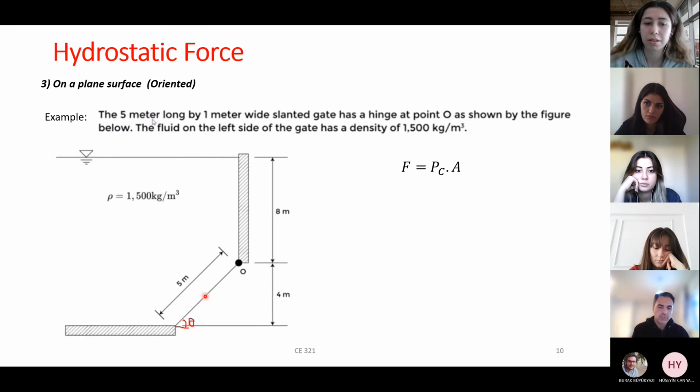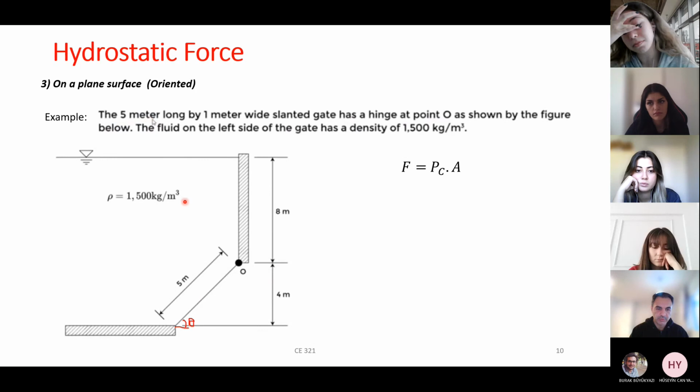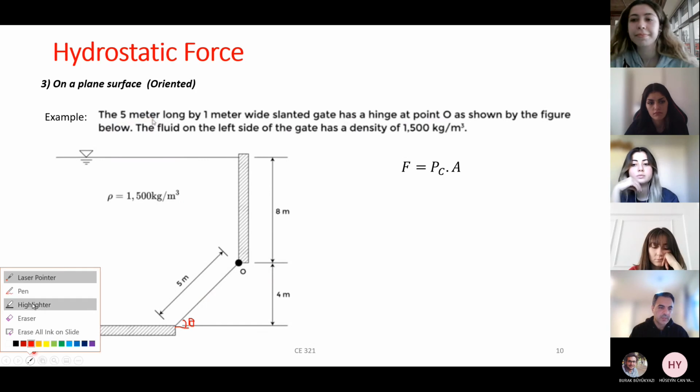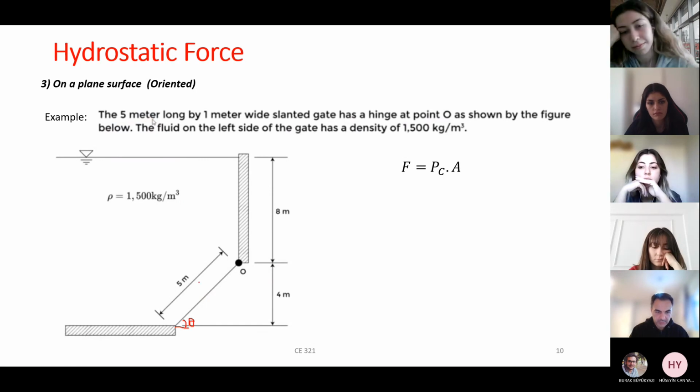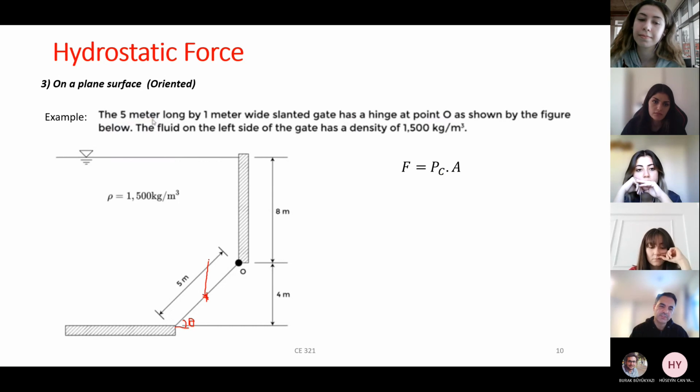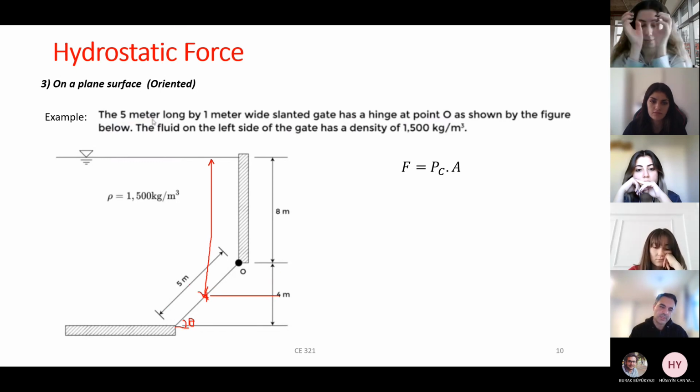It's 2 meters plus 8 meters. I have 8 meters here, and 2 meters from here. In total, depth of water. This depth is important to me. This is centroid, the middle. Therefore, PC equals to gamma times h. Which h? Depth of water from here to here. And I know that centroid is half of this 4 meters, or half of this value. And here I have 2 meter.